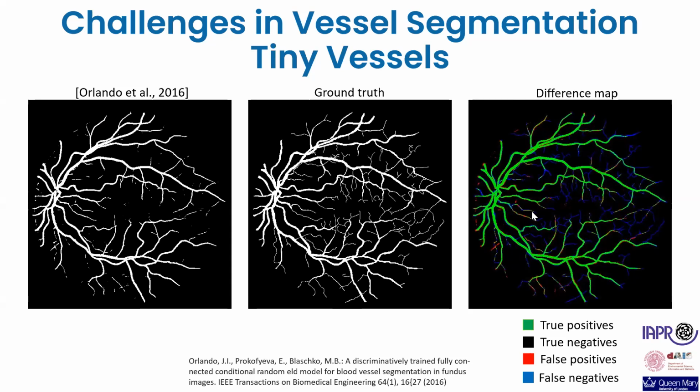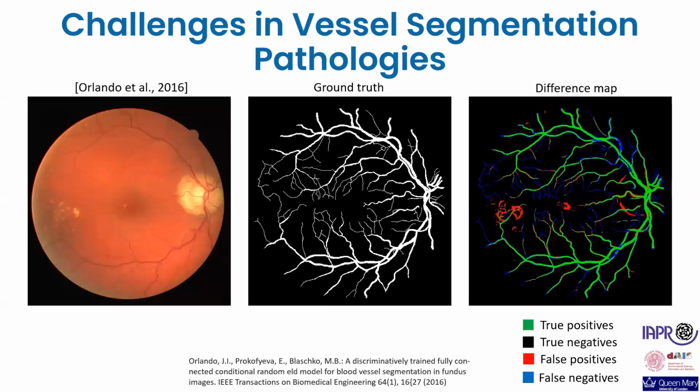Another important problem is the tiny vessels that can, in some cases, be several pixels in width. As can be seen, the state-of-the-art method fails to detect the majority of the vessels shown in blue in the difference map that are tiny vessels. Pathologies in a retinal image can also pose an important problem. It can be observed from the difference map that the state-of-the-art method is very sensitive to edges and also falsely captures pathologies as a part of the vascular structure.